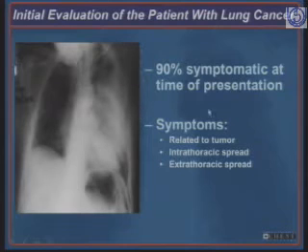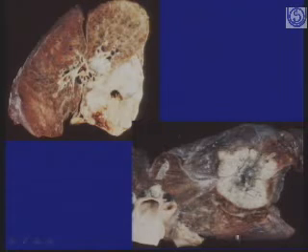Remember, 90% of patients would be symptomatic at the time of presentation. That is, the cancer has been present for a very long time, enough to produce symptoms. And the symptoms could be related to the tumor per se or because of its spread. And the last slide on this shows how a lung cancer specimen looks across two sections.